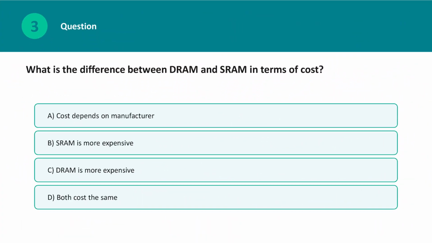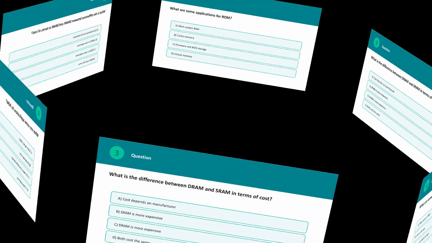What is the difference between DRAM and SRAM in terms of cost? A. Cost depends on manufacturer. B. SRAM is more expensive. C. DRAM is more expensive. D. Both cost the same. The correct answer is SRAM is more expensive.